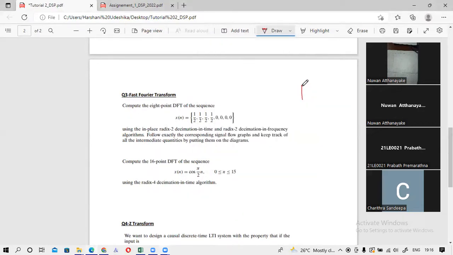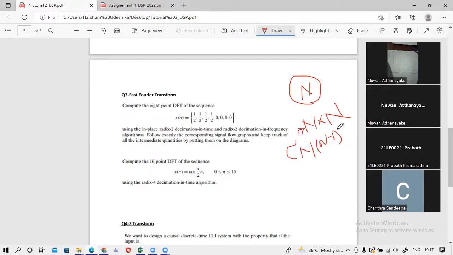As I can remember, if we are going to perform N-point DFT, there should be N into N complex number multiplications and N into N minus 1 additions. I can't remember that properly, maybe this can be interchanged. This is the number of additions we have to perform, and this is the number of multiplications.